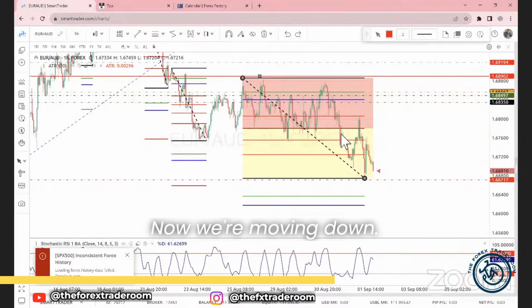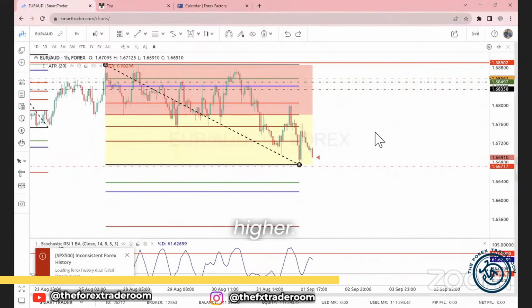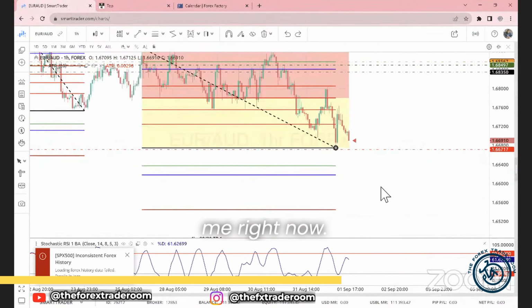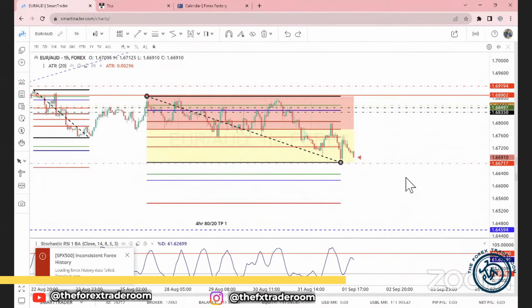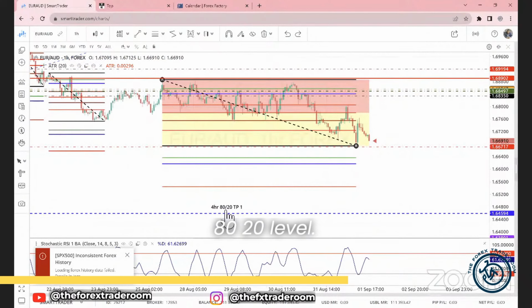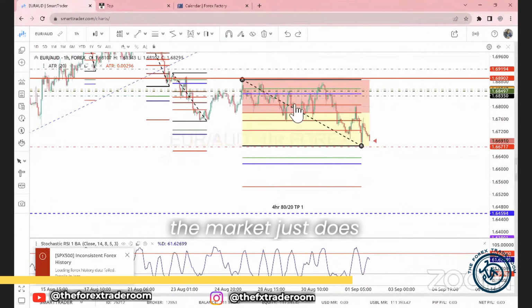We're moving down. So this is not my level. I like it a little bit higher. So that's not good for me right now. But we're moving bearish on this. And here's that 4-hour 80-20 level. So you can just see how the market does this thing. And you see how it starts whipping around within that AB boundary on that last wave.